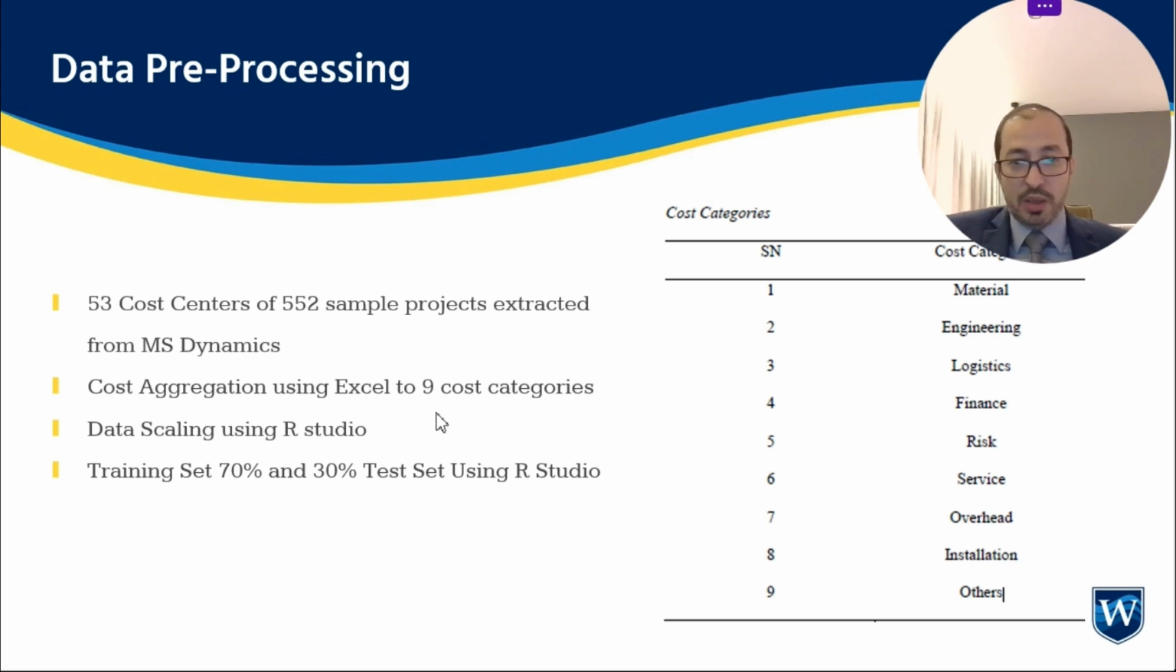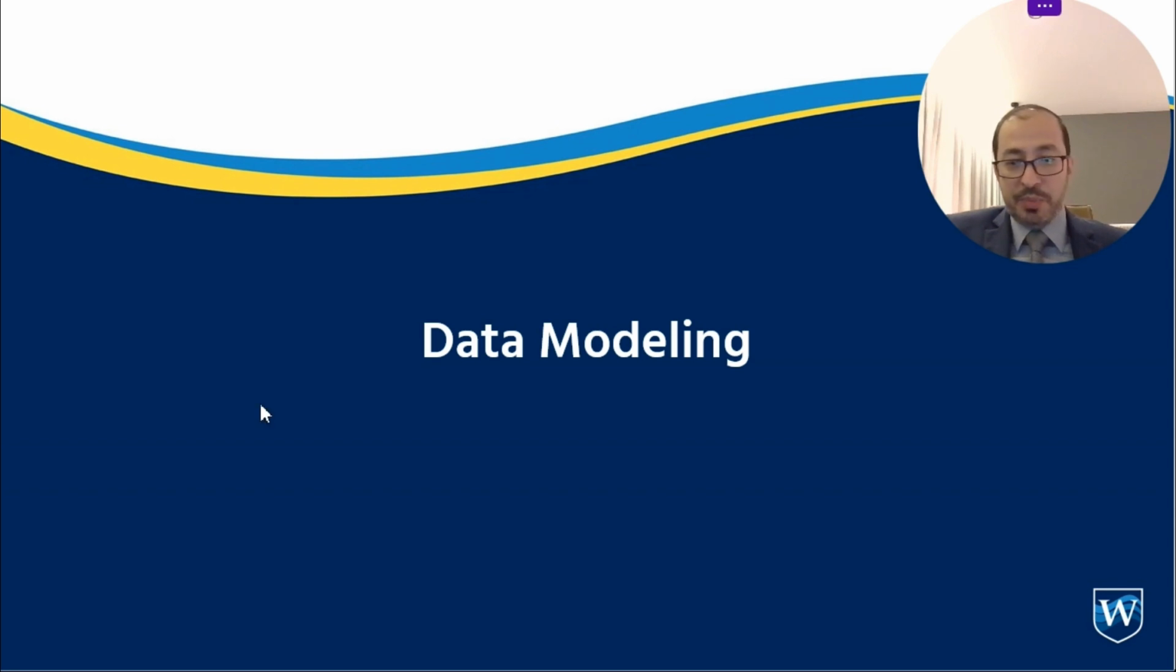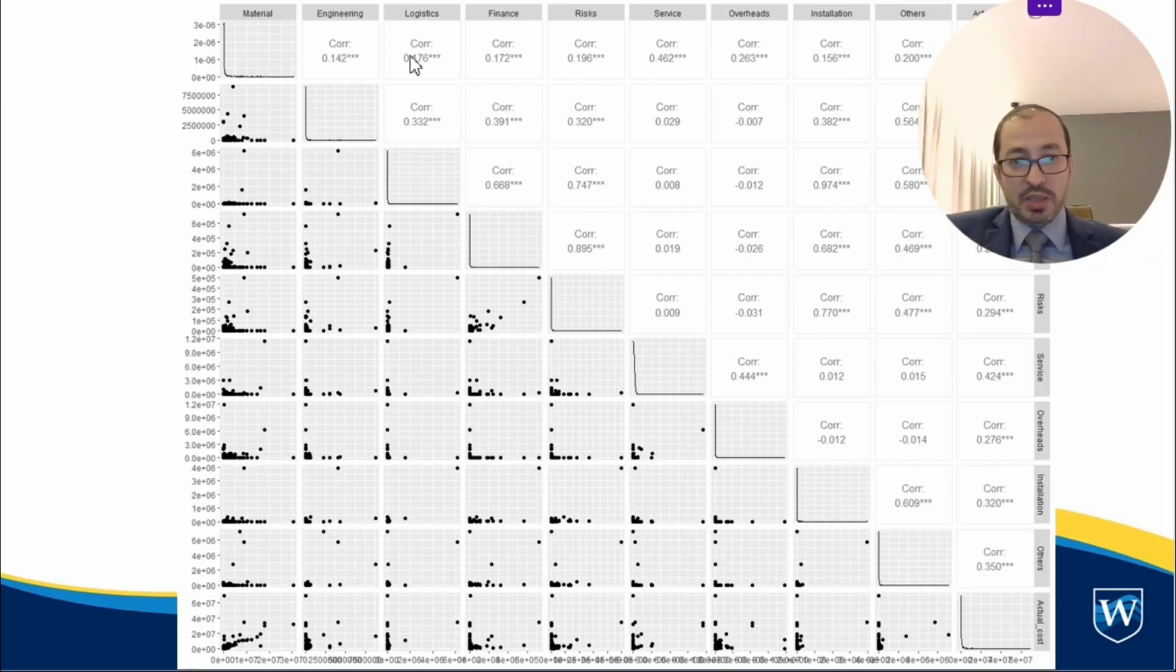By the way, I used the R language to build my models. Then I split the data into 70% in order to train the model, which is called the training dataset, and 30% to assess the accuracy of the built model. And here we build a model. We can visualize the data.